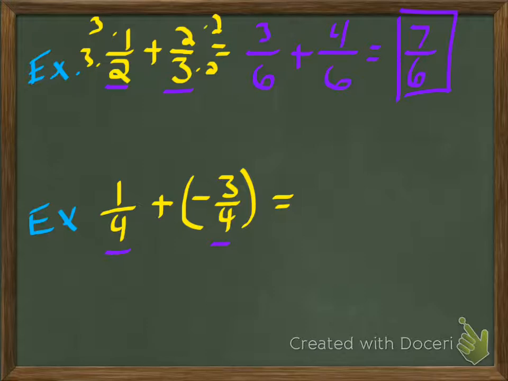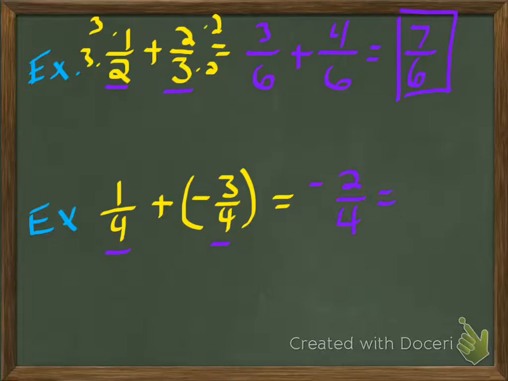Subtract the tops. 3 minus 1 is 2. And the bottom stays the same. Which one's bigger, 1/4 or 3/4? 3/4, because it's almost a whole, so we're going to keep its sign.